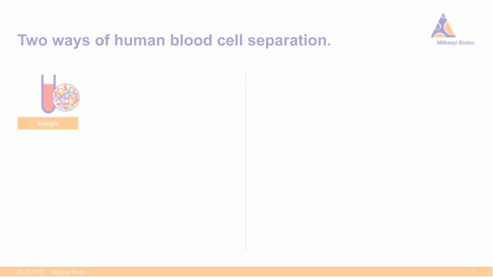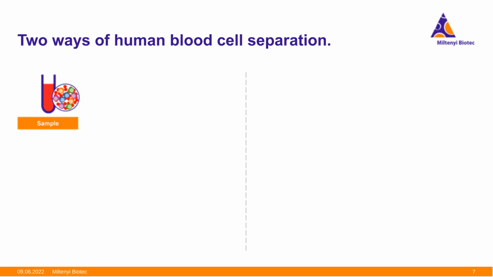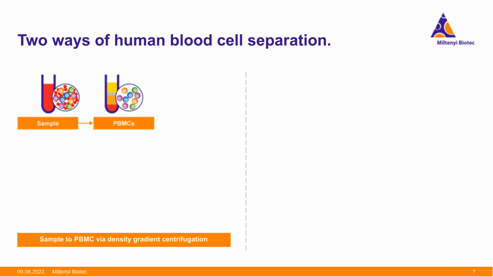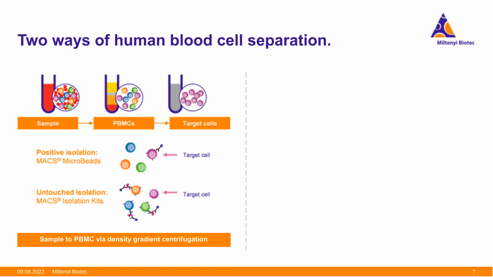The typical workflow is we get our sample. We will proceed to isolate our PBMCs via density gradient centrifugation. We will then pick our PBMCs from the density gradient, and once we have the PBMCs, we can isolate our target cells. Here there are two solutions: the positive isolation, in which our microbeads will bind the target cells, or untouched isolations, where our microbeads will be targeting all the cells except our target cells. This process depends, obviously, on having the PBMCs first, so the density gradient is key to get this.